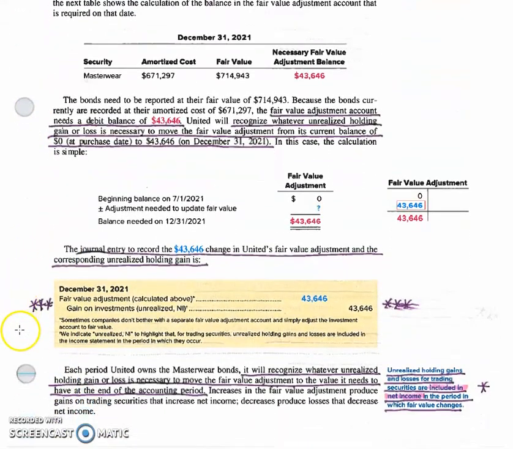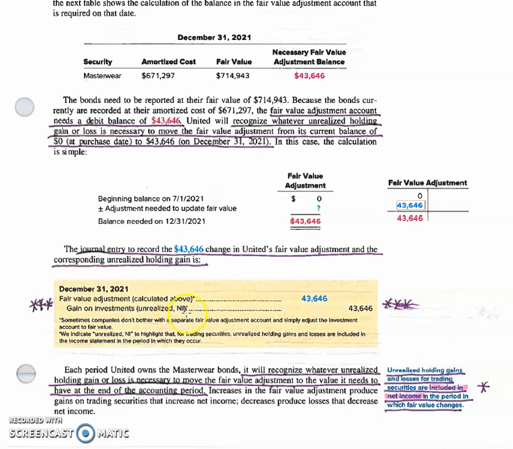Here you see the journal entry to record fair value. So we debit the fair value adjustment. Now that is an adjunct account to the investment account, and we credit gain on investment. So this is an asset. We've increased assets, and we credited gain on investments, unrealized, in the income statement, in net income.